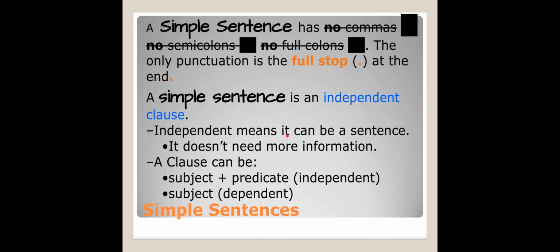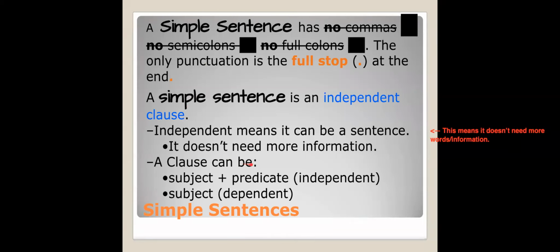Independent means it can be a sentence. It doesn't need more, okay? So this right here means it doesn't need more words or information, okay? So it's independent, it's complete, all right?